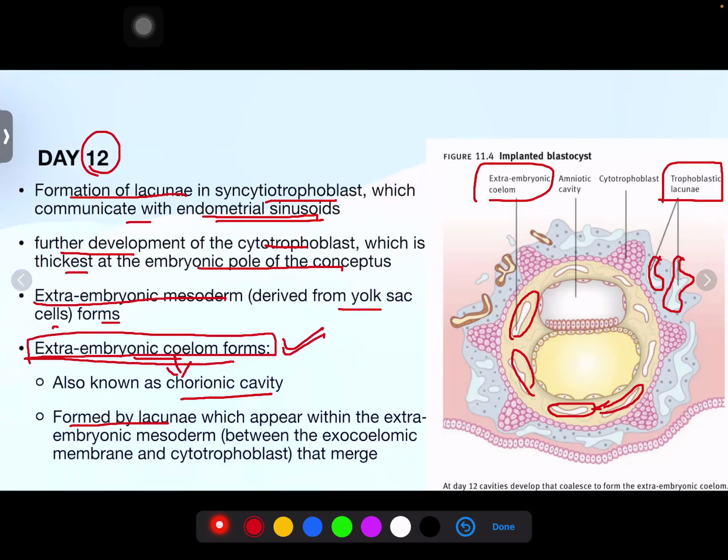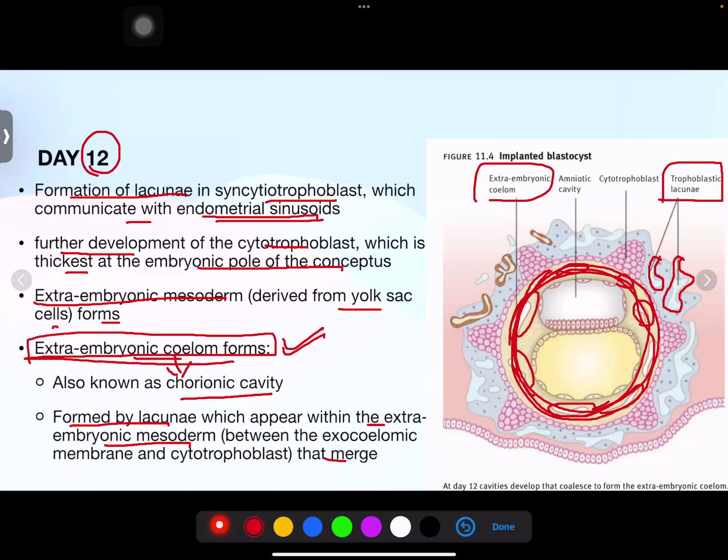So it was formed by lacunae which appear within the extraembryonic mesoderm and merge. So these are the lacunae. When all these lacunae merge, they will form the chorionic cavity.